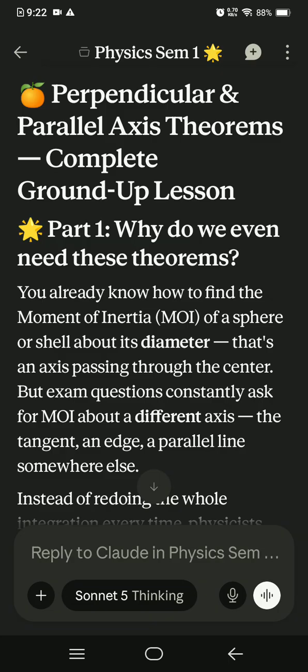You already know how to find the moment of inertia of a sphere or shell about its diameter. We did it in some other video, an axis passing through the center, the diameter. But exam questions constantly ask for MOI about different axes: the tangent, an edge, a parallel line somewhere else.